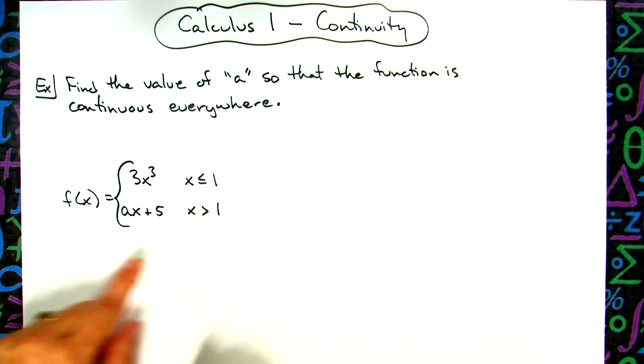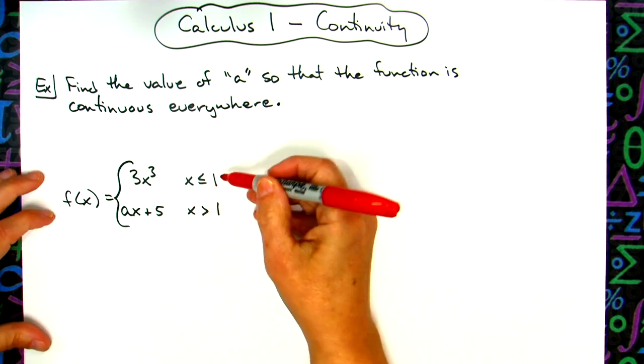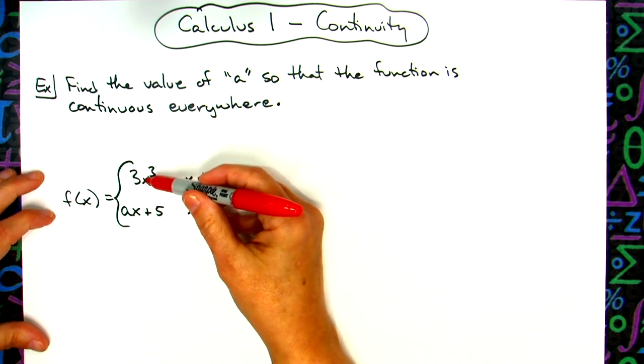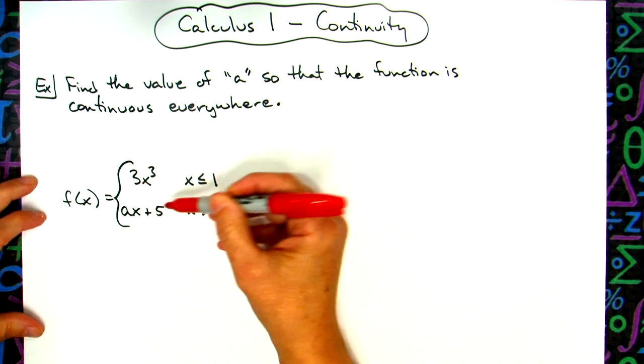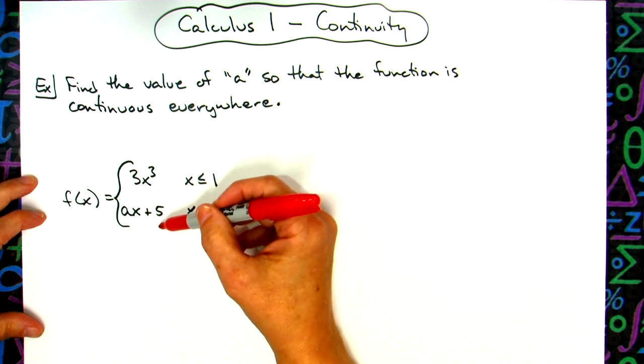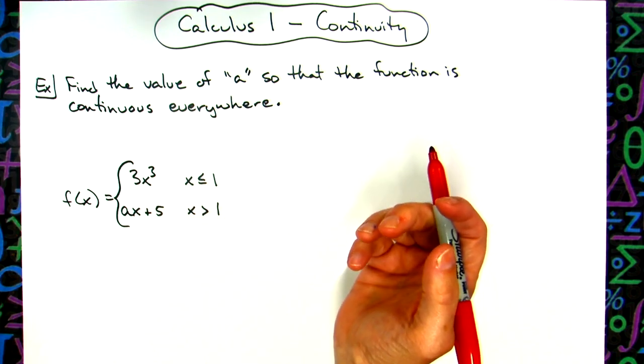So I just need to know, what number is going to go right here to make it continuous everywhere? It's a matter of everything being focused around this 1. So basically, I'm going to take 1 and plug it into the top portion, or this cubic portion, of the piecewise function. And then I'm going to take 1 and plug it in for x into the linear portion. And then I'm going to set those two things equal to be able to solve for a.